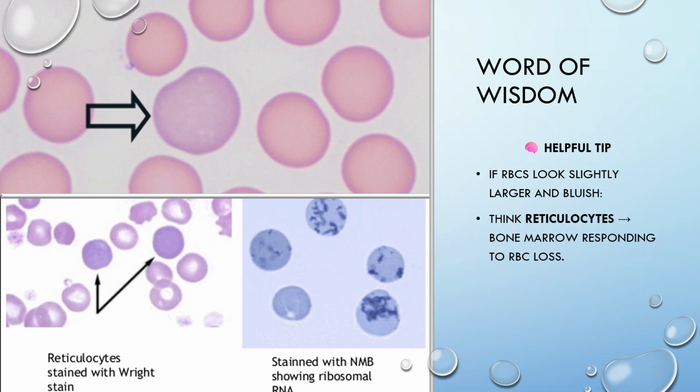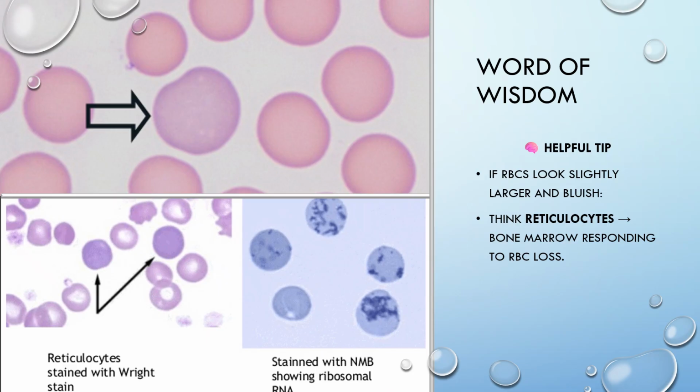In fact, many skilled hematology technologists can estimate whether reticulocytes are increased simply by observing the smear, even before a formal reticulocyte count is performed. Now, this is where interpretation becomes important. If the body is losing red blood cells, for example, through bleeding or hemolysis, the bone marrow responds by accelerating production and releasing more immature cells into circulation.